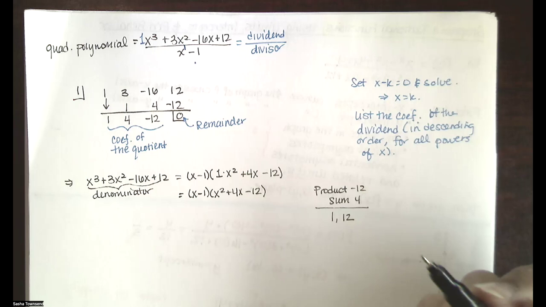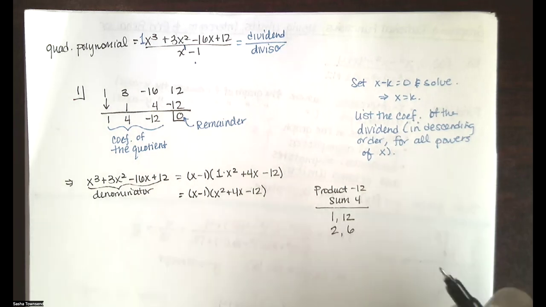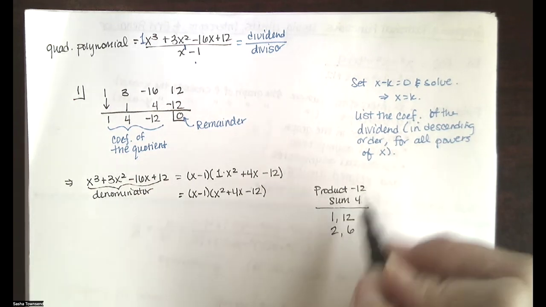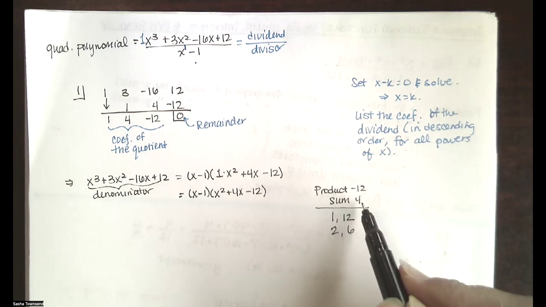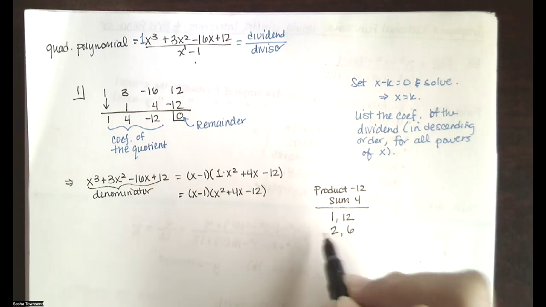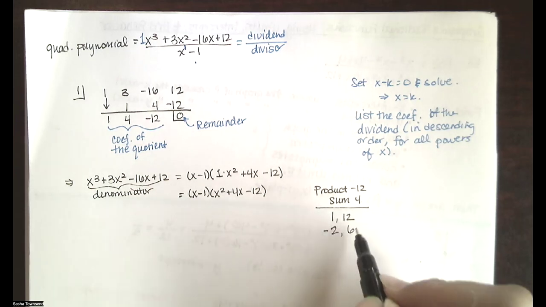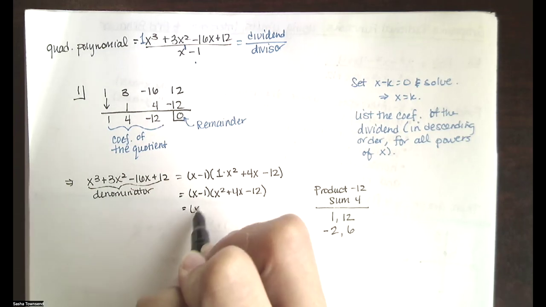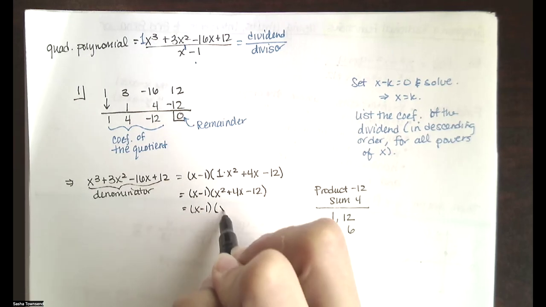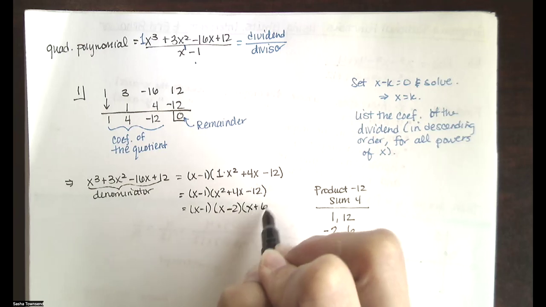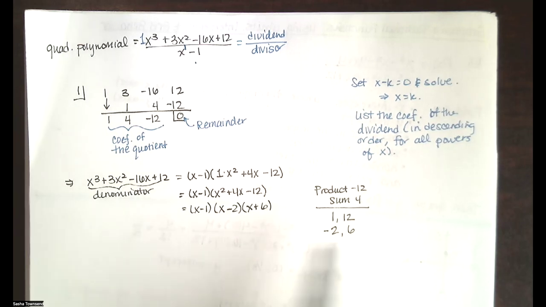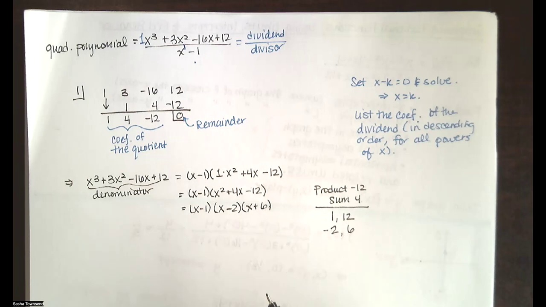The difference is 11. That's not going to work. 2 and 6. The difference is 4. So that should work as long as one of these is negative. If I want the sum to be +4, I need the smaller of the two numbers to be negative. So we're going to use a -2 and a 6. This is x minus 2 times x plus 6. We have an x and an x here, and those two numbers go in those spaces there.